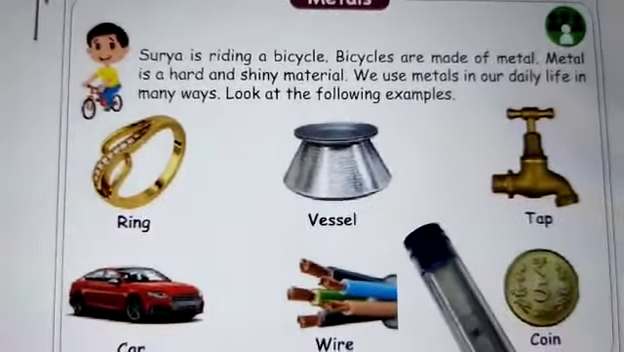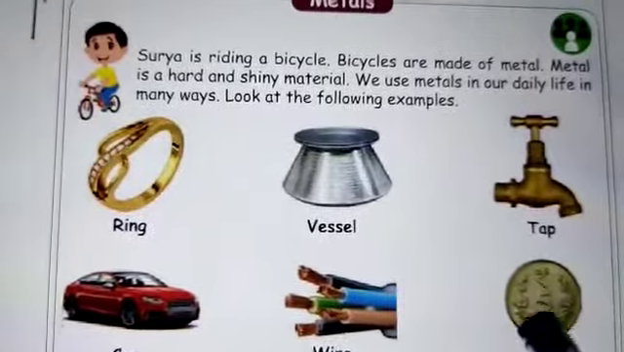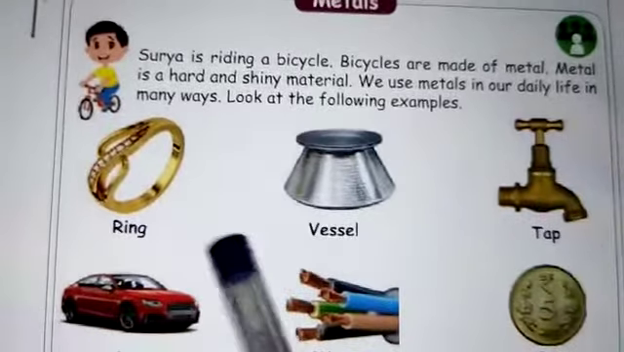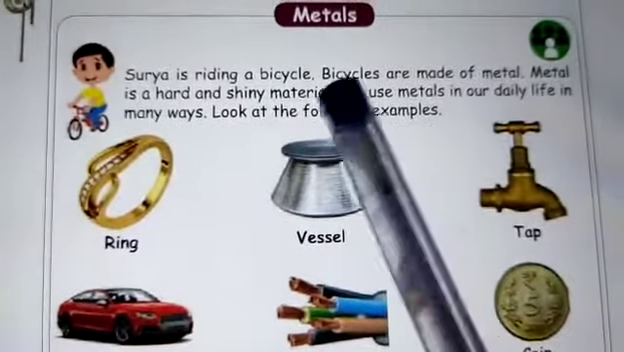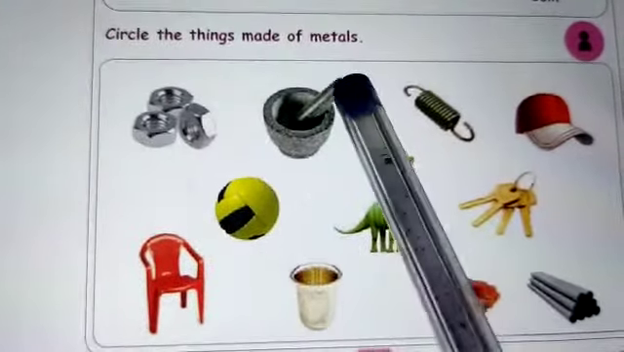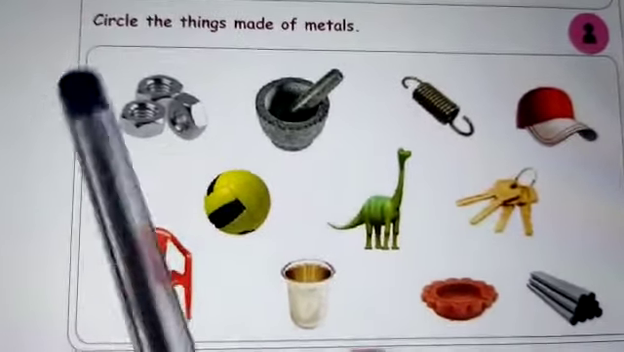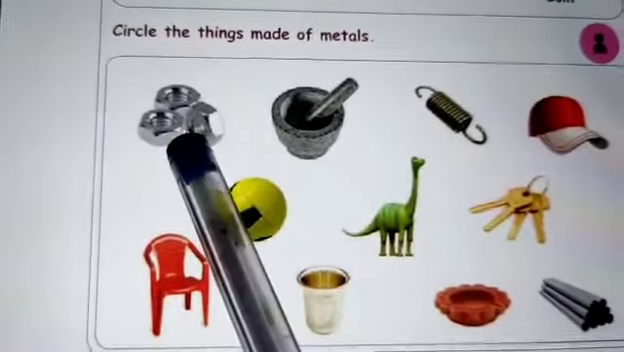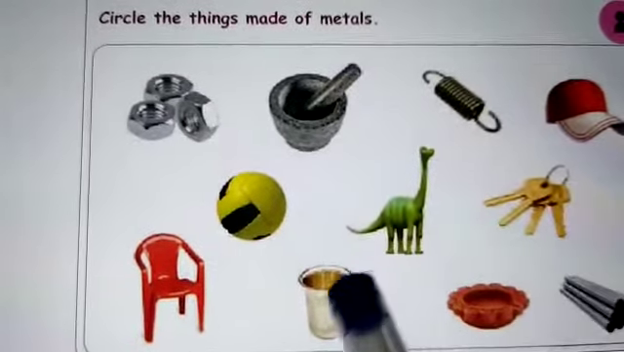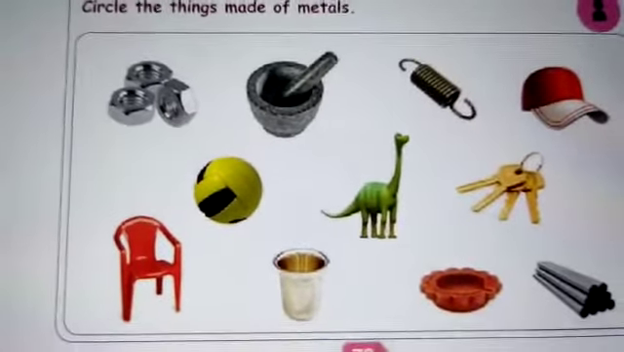See, wires. Wires are made of metal. Coins. Your rupee coins are made of metal. You can see so many things in your house that are made of metals. So this is an exercise. Circle the things made of metals. What are the things here that are made of metals? Look. Yes, this is a nut. This is made of metal and this is made of metal. Keys are made of metals. The tumbler and the rods. These are all metals.